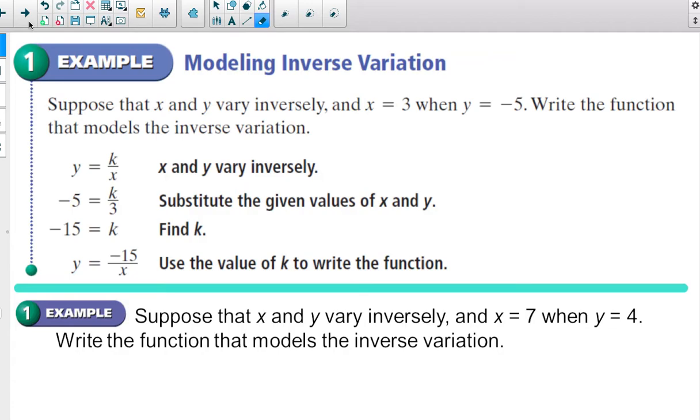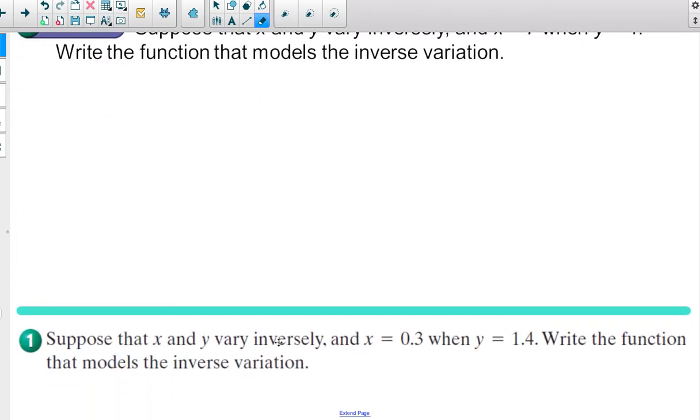Suppose that x and y vary inversely and x equals 3 when y equals -5. Write the function that models that inverse variation. That's simply a matter of substituting in the values for x and y and solving for k, and then plugging k back into that original equation. So we know the inverse variation is y equals k divided by x, or x times y equals k. Plugging in 3 for x and -5 for y gives us -15, so k is -15. Writing that in the inverse variation form, you have y equals -15 divided by x. Fairly easy, hopefully, textbook easy.